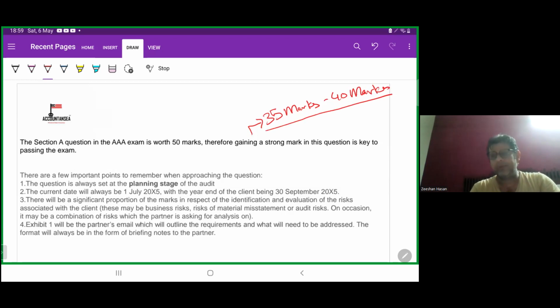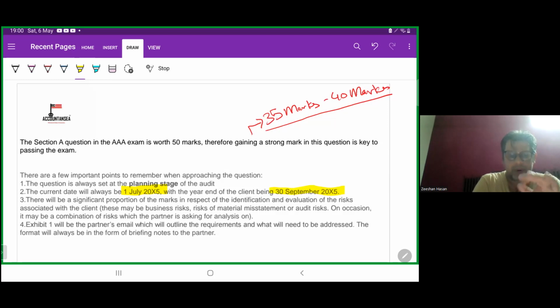So there are a few important points to remember when approaching the question. Number one, the question is always set at the planning stage of the audit. It will always be related to the planning stage of the audit. Number two, the current date in the examination in question number one will always be 1st July 20X5, with the year end of the client being 30th September 20X5, right?